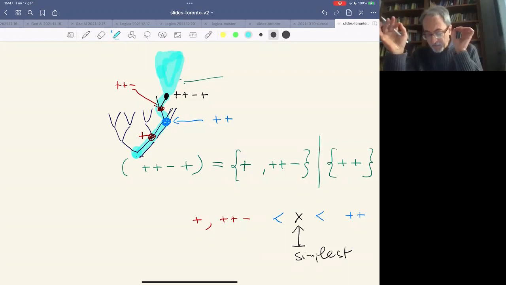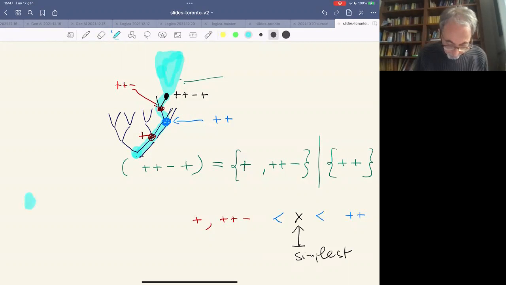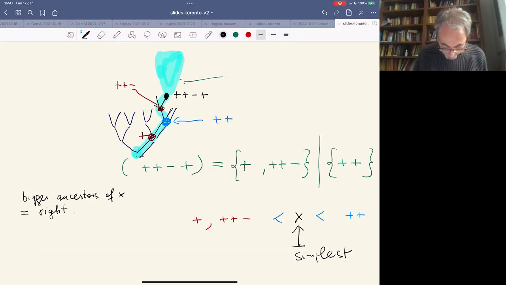Yeah. So some of the ancestors will be bigger and some of the ancestors will be smaller, right? Mm-hmm. And the bigger ancestors of X are called right options of X. And usually they are called XR. XR is the typical right option.